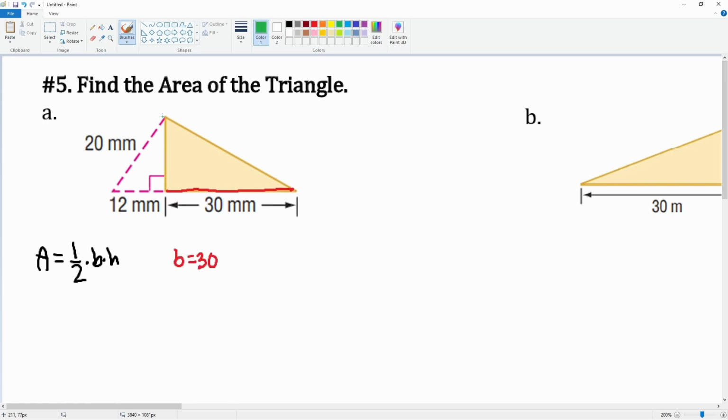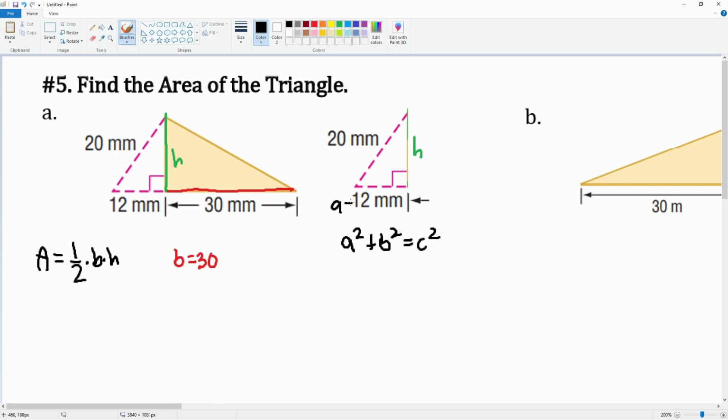But if we take a look here, we are missing the height, okay? So we need to find a way to get the height, but notice that forms a right triangle. Do you see it? I'm going to put it on the side right here. That height is one of the pieces of a right triangle. Therefore, you can set up the Pythagorean theorem: a squared plus b squared is equal to c squared. This is a, which is 12. B can be the height. And your c can be equal to 20 squared.